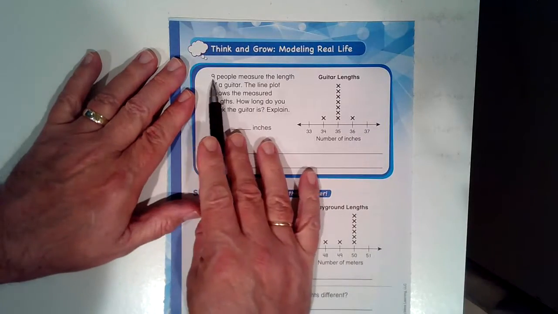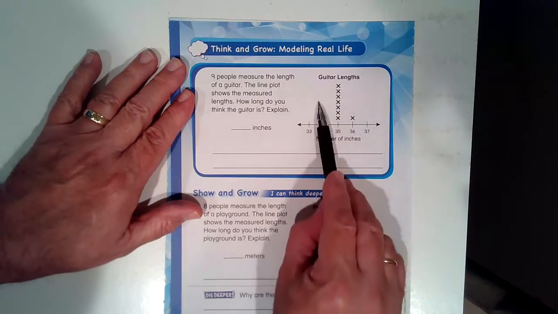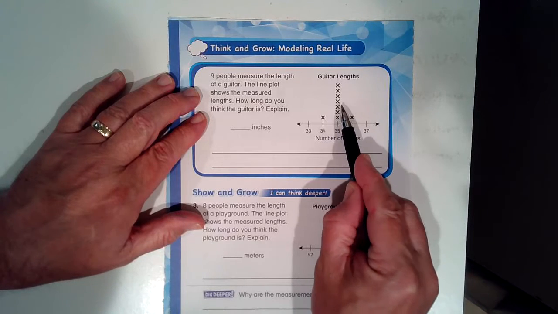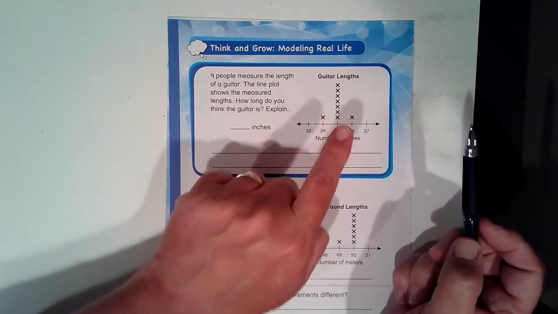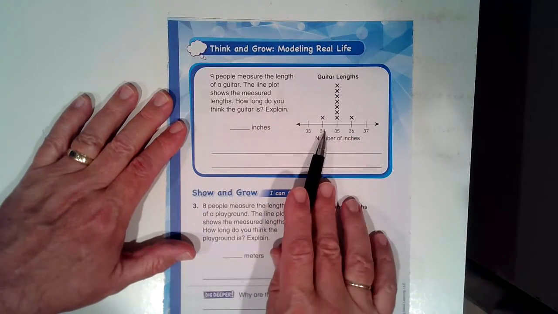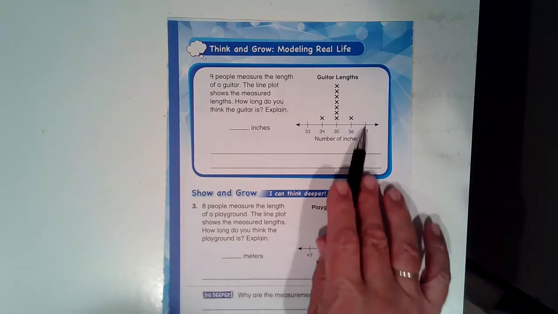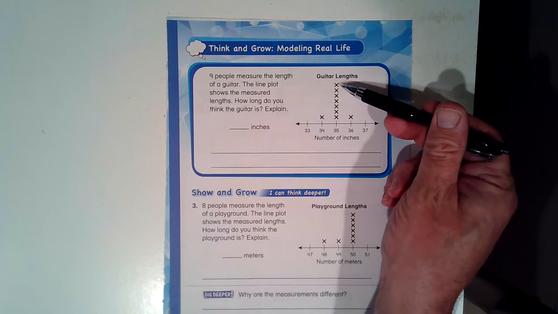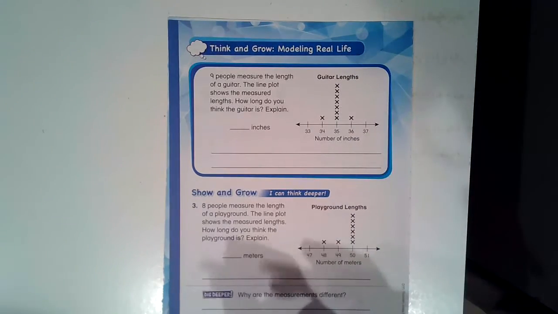So let's see. I have this. 9 people measured the length of a guitar. That means that when I add up all of these X's, I should see 9 of them. Let's count. 1, 2, 3, 4, 5, 6, 7, 8, 9. There are 9 points, 9 pieces of data. What are our answers? I have one that's 34 inches. I have one that's 36 inches. But I have 1, 2, 3, 4, 5, 6, 7 that say that the guitar is 35 inches.